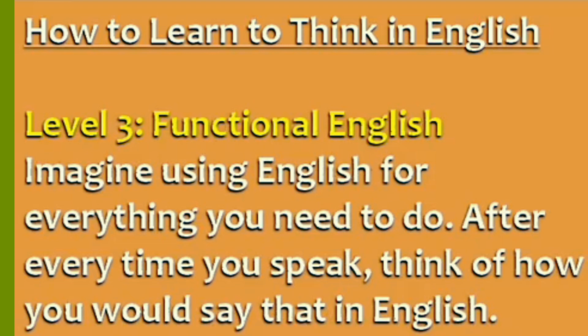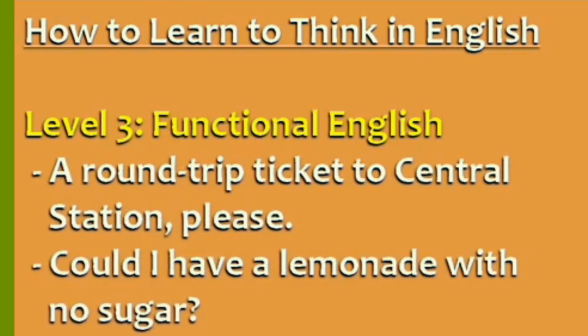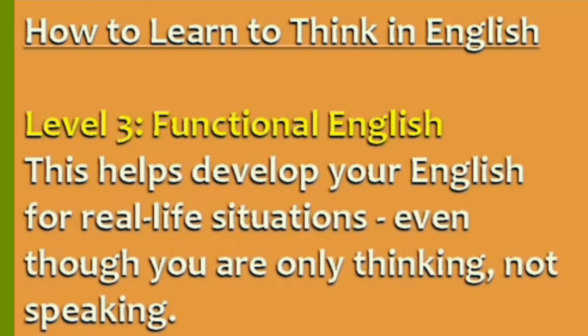Level 3 is functional English. On this level, you imagine having to use English for everything that you need to do. After every time you speak in your native language, think of how you would say that in English. For example, how would you buy a train ticket or order a drink in an English-speaking country? "A round-trip ticket to Central Station, please. Could I have a lemonade with no sugar?" This helps develop your English for real-life situations, even though you are only thinking and not speaking.